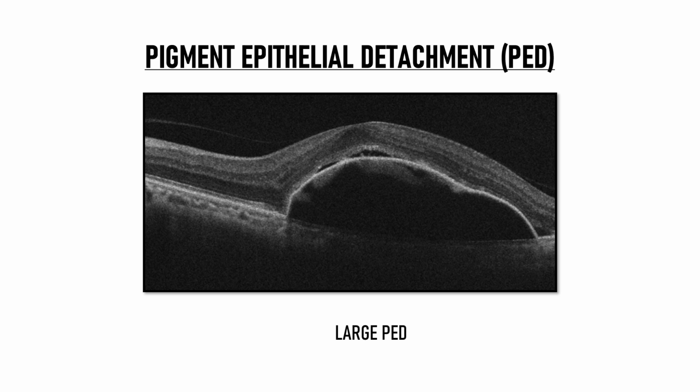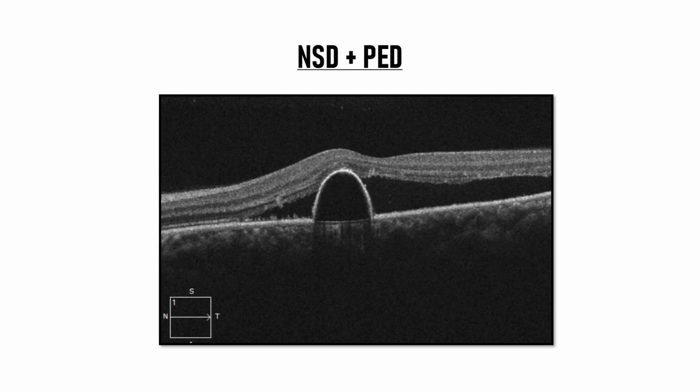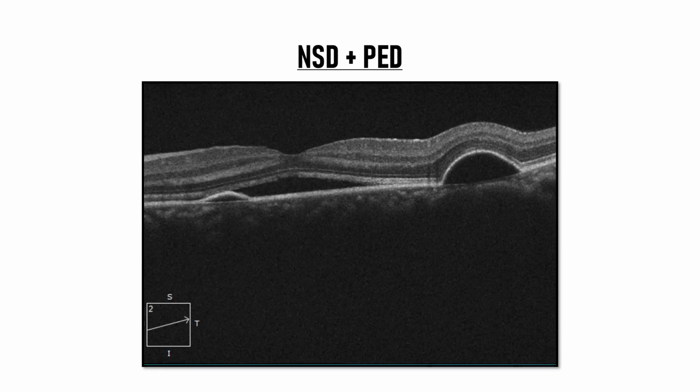In various conditions, both PED and NSD can be seen together in the same scan. Like in this scan, this here is a neurosensory detachment and this one is a pigment epithelial detachment. This is one more OCT depicting both an NSD as well as a PED. In fact, in this one you can see two PEDs, one just below the NSD.